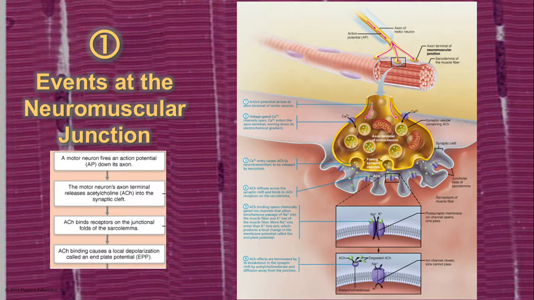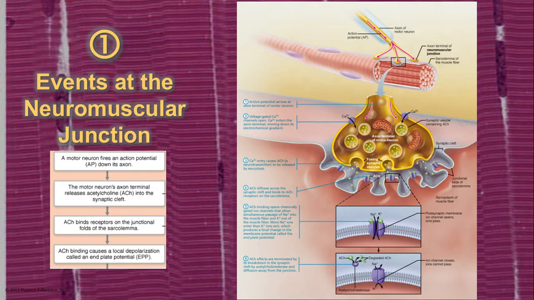What happens first? An action potential moves down the axon. When it gets to the synaptic terminal, it's going to cause what to open? The voltage-gated calcium channels. Calcium is going to go which direction? Into that axon terminus. When it comes inside, what does it cause to happen next?